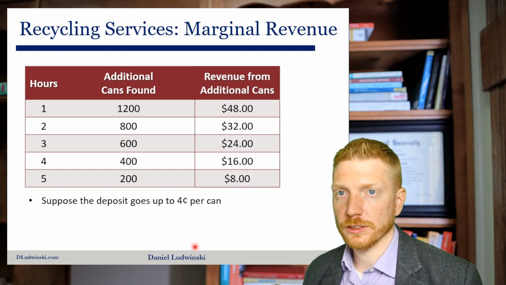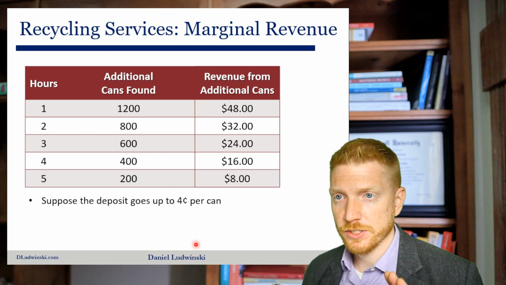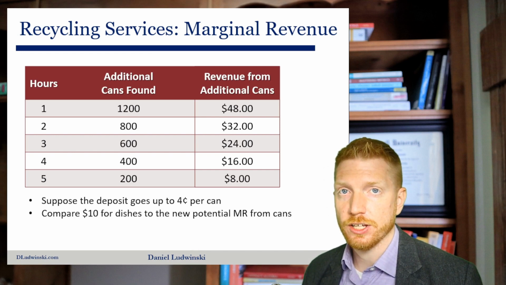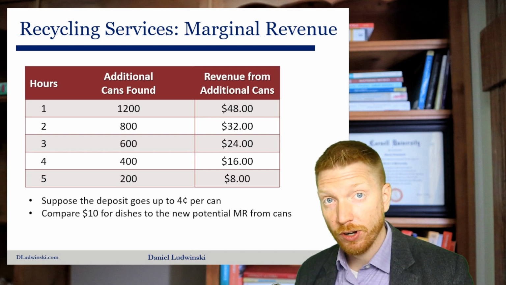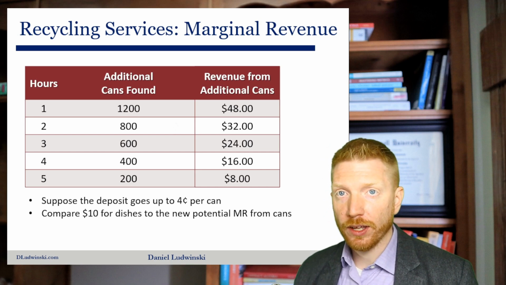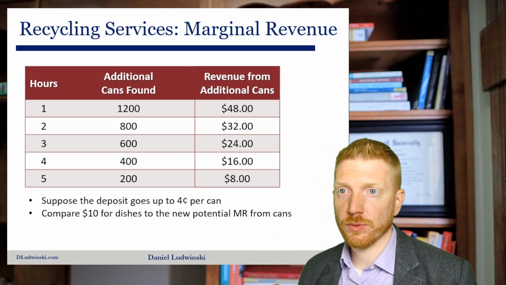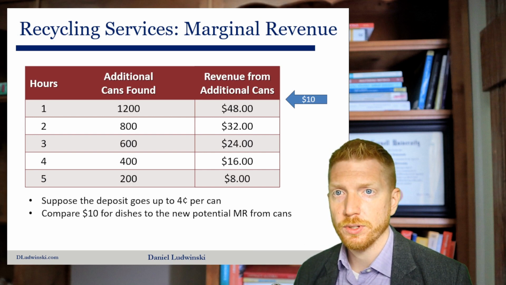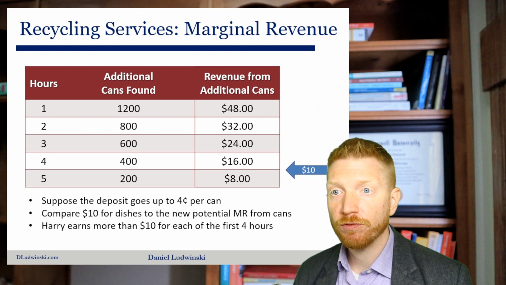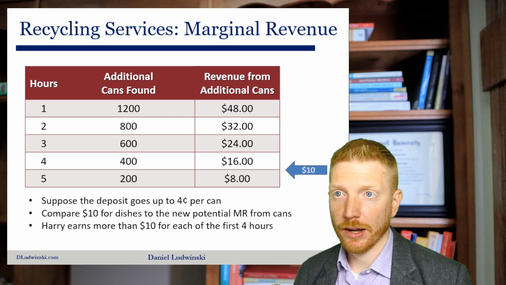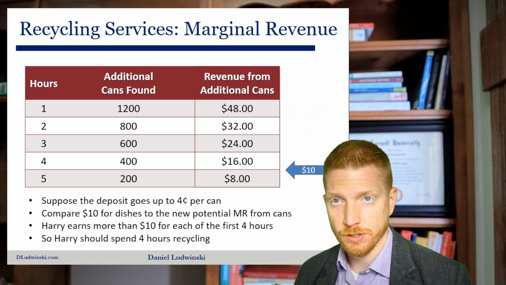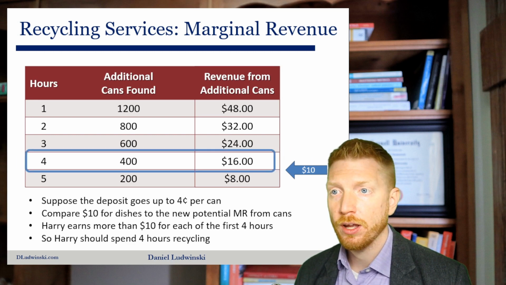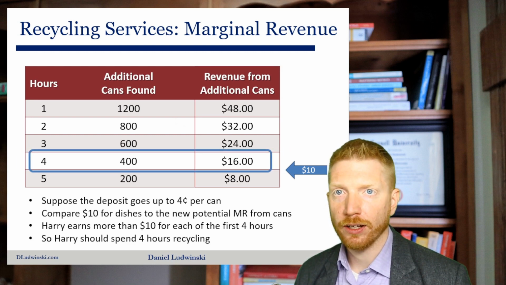And now we still do the same exercise, we still compare that additional revenue from cans per hour with the additional revenue we get per hour of dishwashing, which is $10. And when we do this comparison with the new deposit, we see that the first 4 hours get Harry more than $10 an hour. And so Harry should, if he's maximizing his revenue here, spend 4 hours recycling.